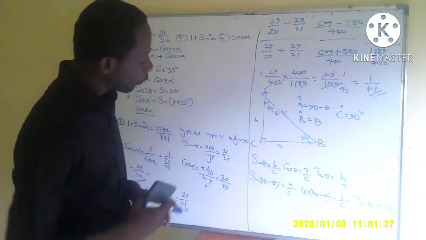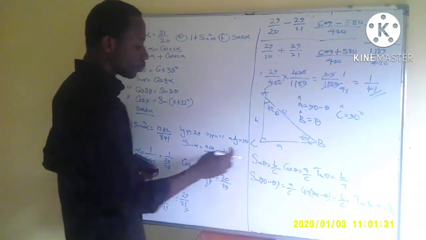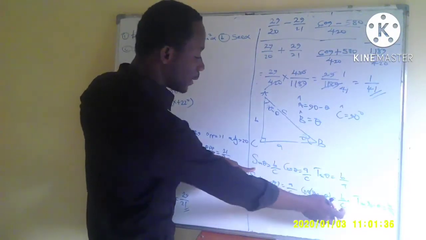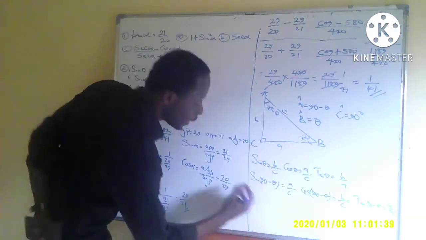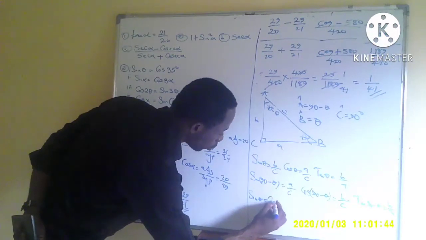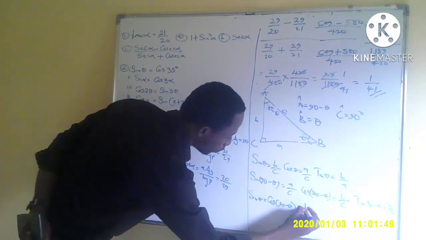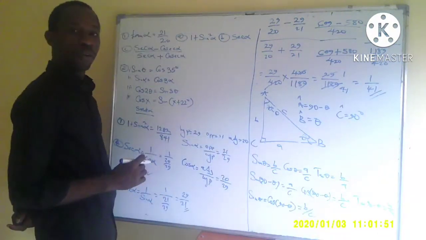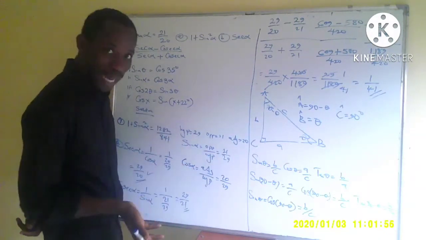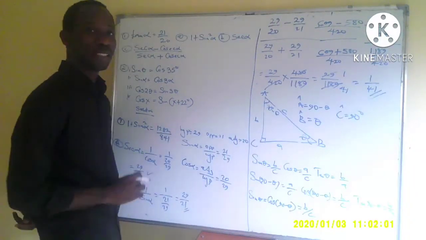Also, take cognizance of sin theta and cos theta. My sin theta gave me what? b over c. And cos of 90 minus theta gave me b over c. That means in complementary angles, sin theta is equal to cos of 90 minus theta, which is equal to b over c. Yes. So with respect to complementary angles, sin theta is equal to cos of 90 minus theta. Anywhere, any day, anytime.